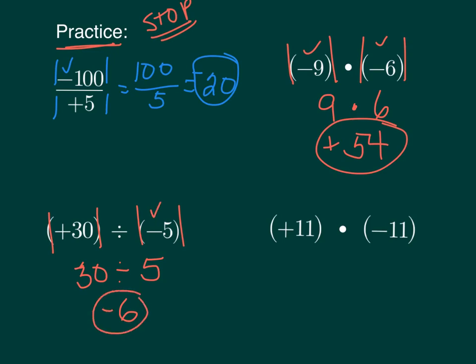And finally, my last one, I've got positive 11 times negative 11. I find my absolute values. The absolute value of positive 11 is 11. The absolute value of negative 11, also 11, because they are the same distance from 0 on the number line. They have the same absolute values. 11 times 11 is 121. How many negative signs do I have? I've got 1, so therefore my answer is negative 121. And there you go. That's multiplying and dividing integers.